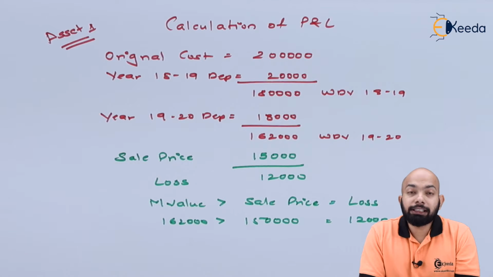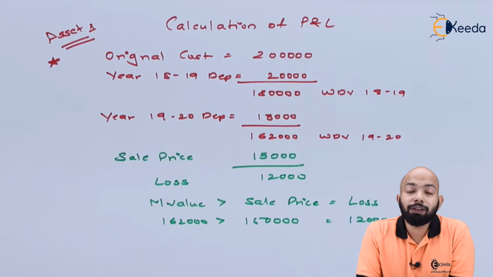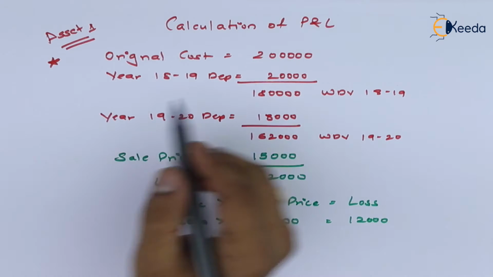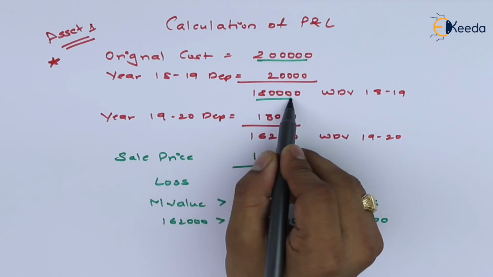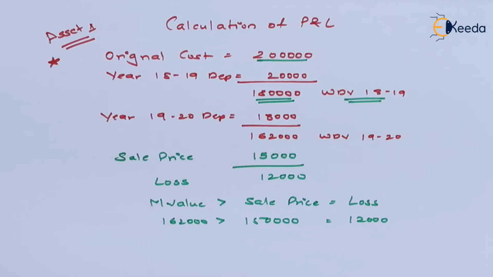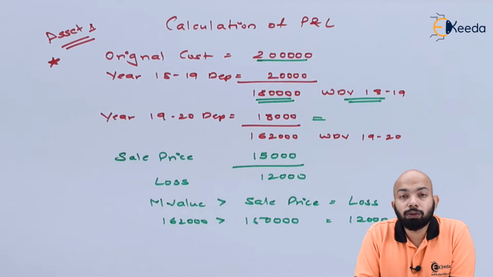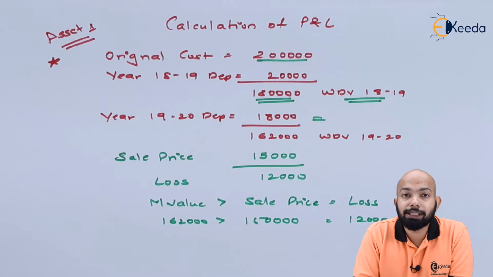So now that we have calculated the profit and loss in this specific working, we'll figure out how it has been done. So the original cost of asset number 1 was rupees 2 lakh. Out of which, for the first year depreciation, we have subtracted 10% depreciation, that is 20,000, and we got a written down value of rupees 1,80,000, which is for the year 1890. Now, for the year 1920, again, we have calculated depreciation on 1,80,000 itself, which brings the written down value of that specific asset to rupees 1,62,000.